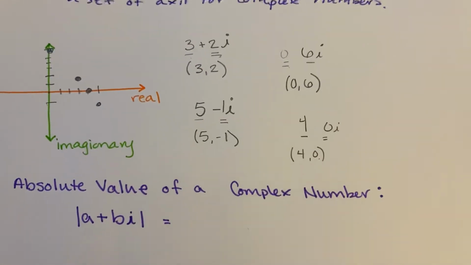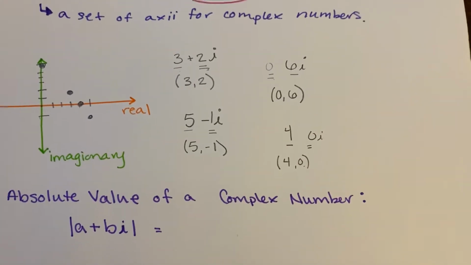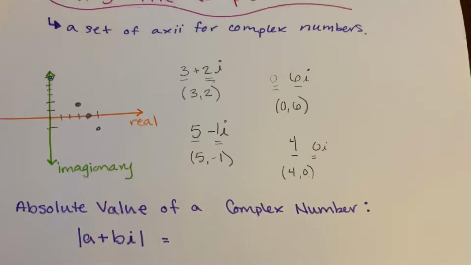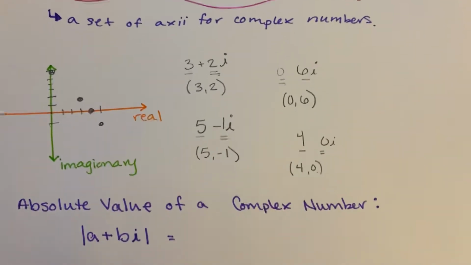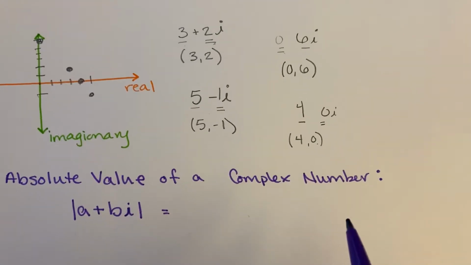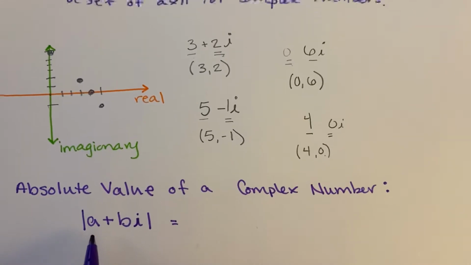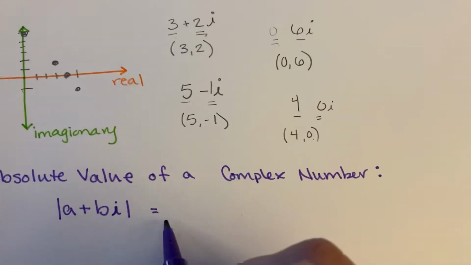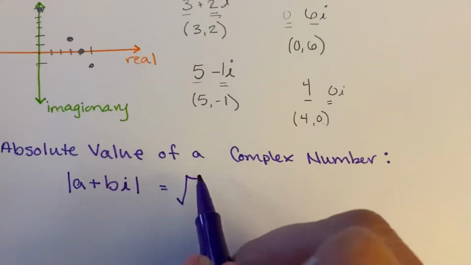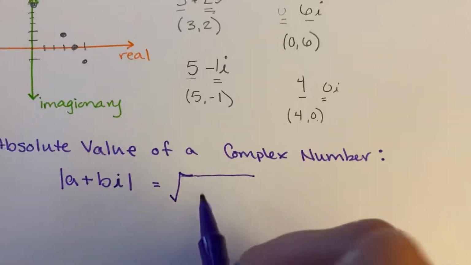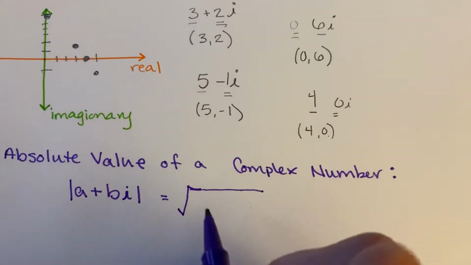The biggest difference between the regular Cartesian plane and the complex plane, in terms of behavior, is the idea of the absolute value of a complex number. To find the absolute value of a complex number, it's kind of like finding the magnitude of a vector, or kind of like finding the distance.